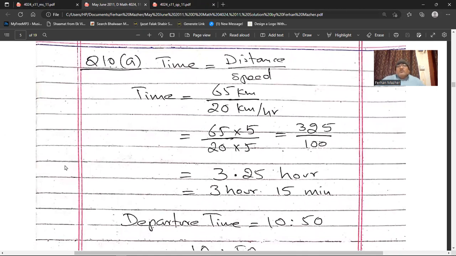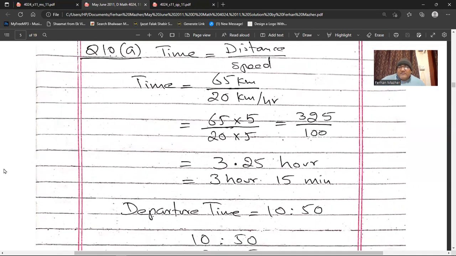So time is equal to distance divided by speed, 65 divided by 20. I will multiply upstairs and downstairs by 5, so I will get 325 by 100. It means 3.25 hours. 3 hours, and 0.25 hours is 15 minutes. So it's 3 hours 15 minutes.